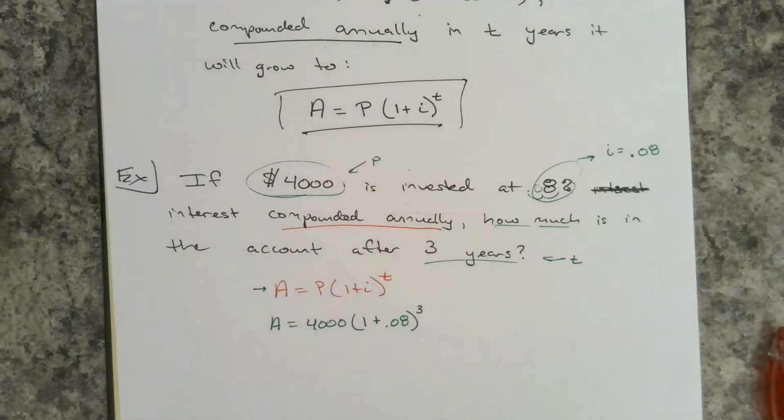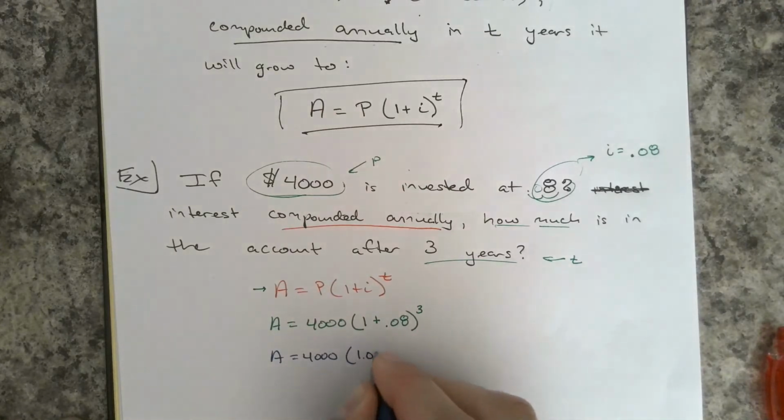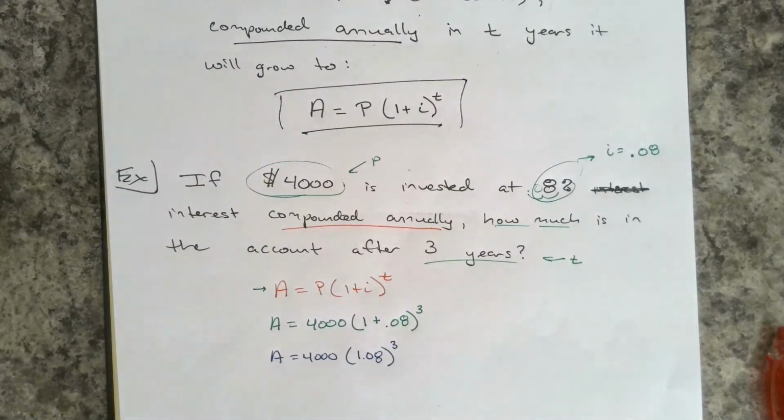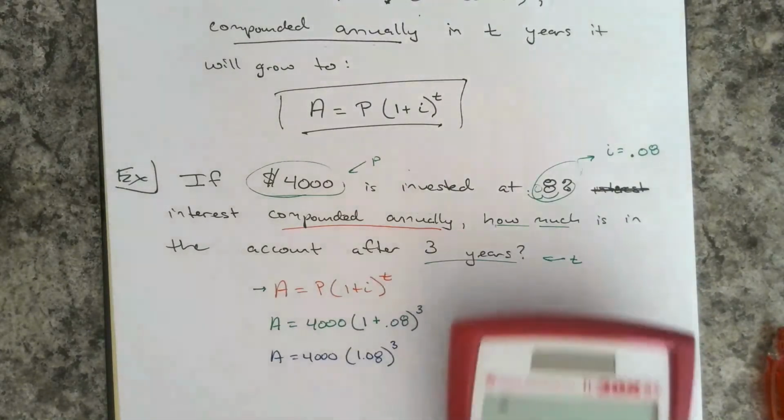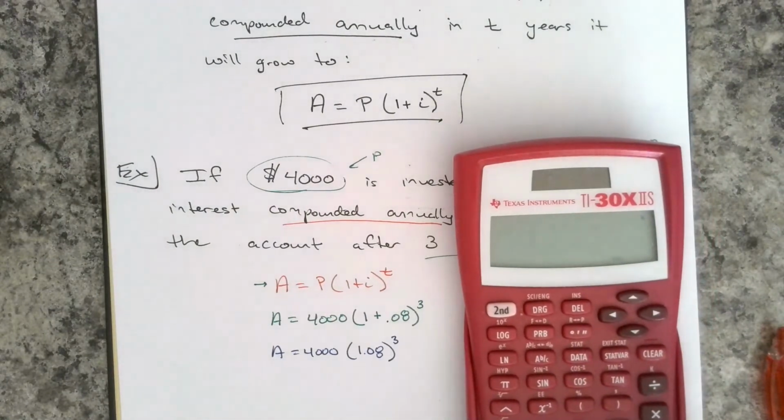And now I want to evaluate this. So the easiest way to look at this is to simplify the inside of those parentheses first. So you got A equals 4,000 times 1 plus 0.08, which is just 1.08, raised to the 3rd power. And if you have a calculator that displays everything on the screen, similar to the one I'm going to show you right here, this would be the calculator model I would recommend. I mean, it comes in a variety of colors.